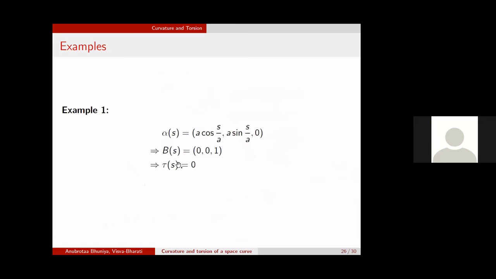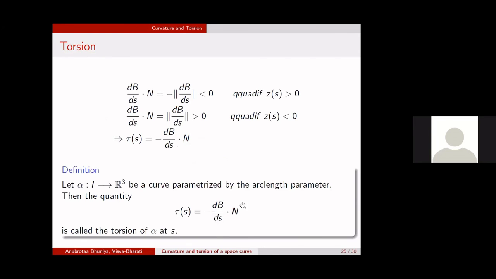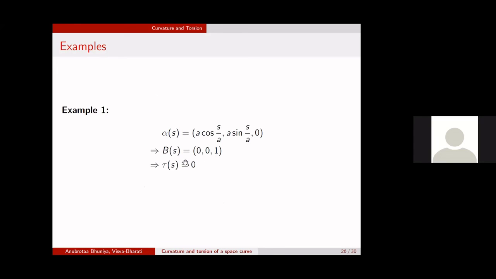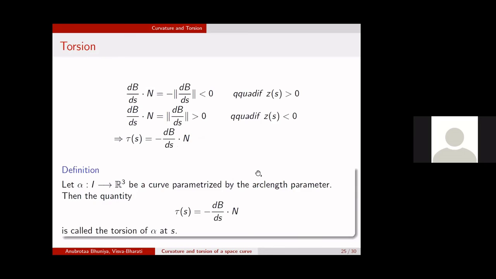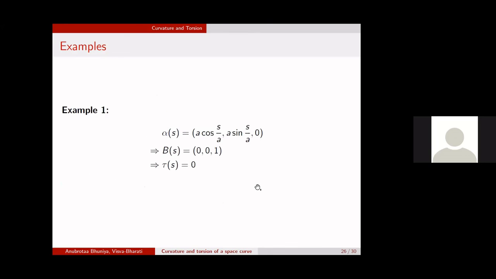See, for the plane curve the torsion is actually 0, since b is equal to a constant vector and db/ds is equal to 0, 0, 0, and so tau becomes 0. So for a plane curve, we don't need twisting. We just need bending, that is kappa, which is 1 by a for this circle.